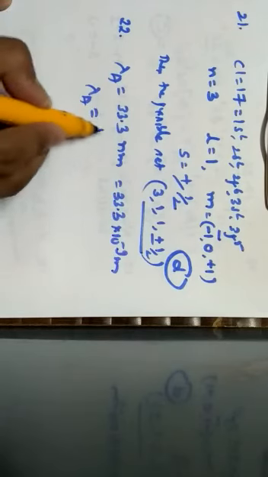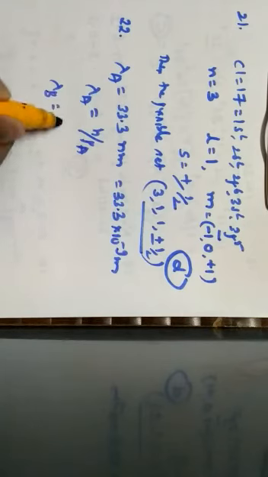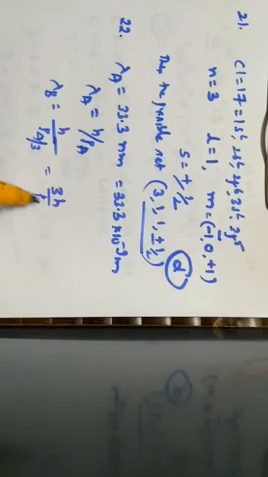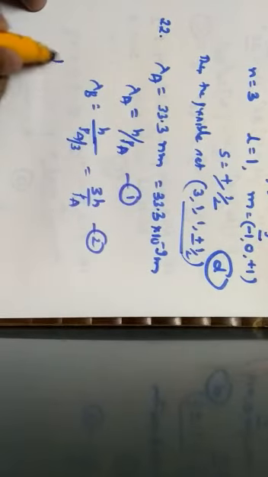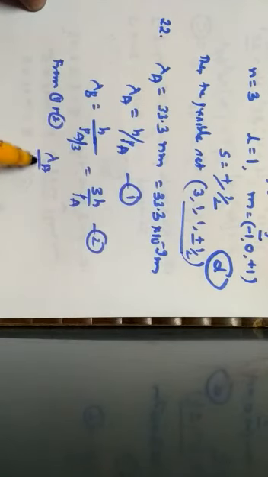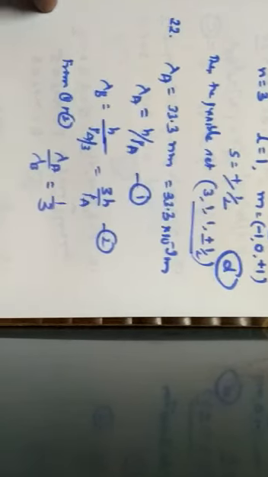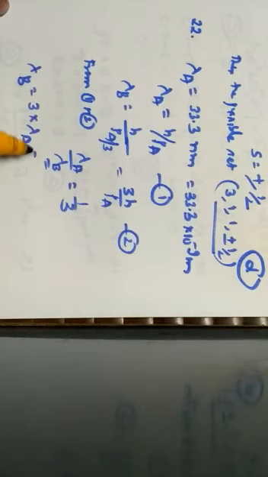So for the particle A, we know that it is h divided by p, and for the particle B, it is h divided by pA by 3. That is, it is 1 by 3 pA. Hence it can be written as 3h divided by pA. I can call this equation 1 as well as equation 2. From equation 1 and 2, we can tell that lambda A by lambda B is equal to 1 by 3. When lambda A by lambda B is 1 by 3, they are asking us to calculate lambda B. Lambda B is equal to 3 into lambda A.